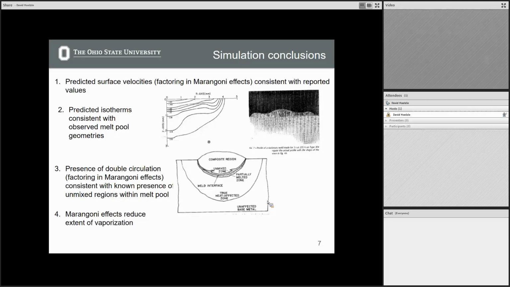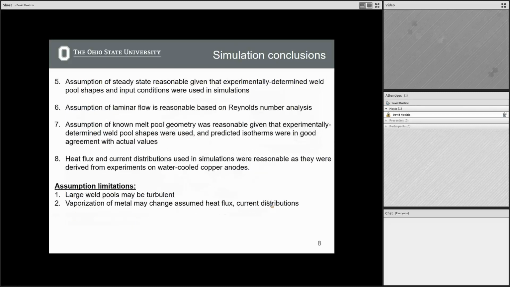Additionally, they take that entire complex, they reduce the total extent of vaporization. The paper wraps up by justifying all the assumptions they made in the opening paragraph of the construction. They say the assumptions are reasonable given that they took experimentally derived values for all of their weld. They do a token Reynolds number analysis and say that based on this, the assumption of laminar flow is justified for a small weld.